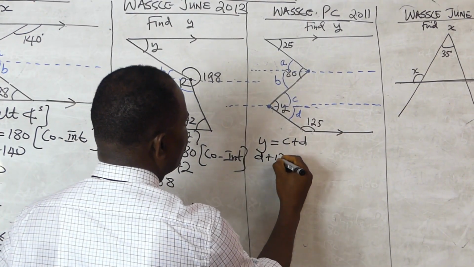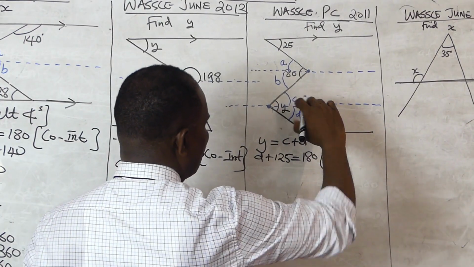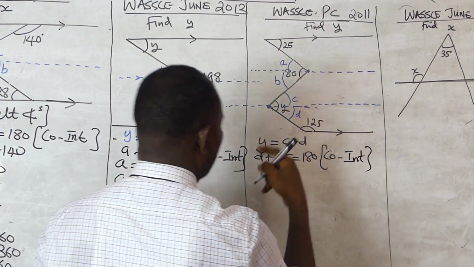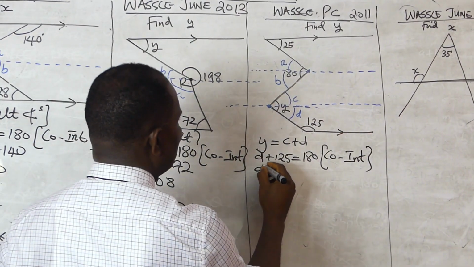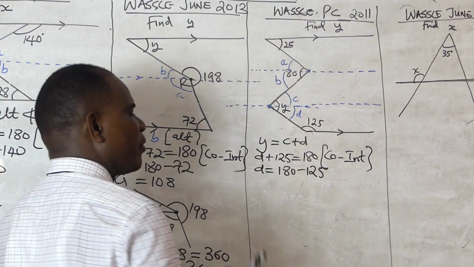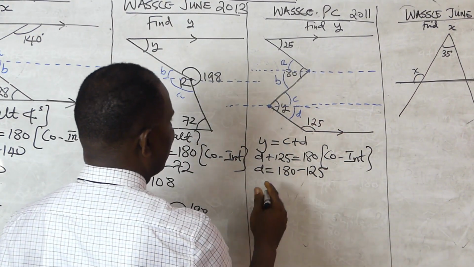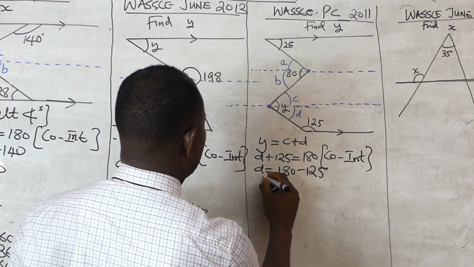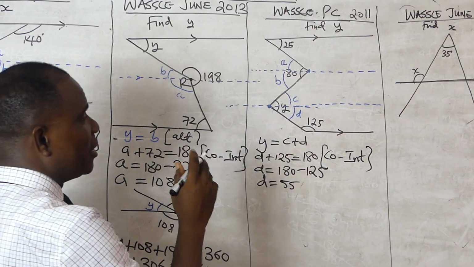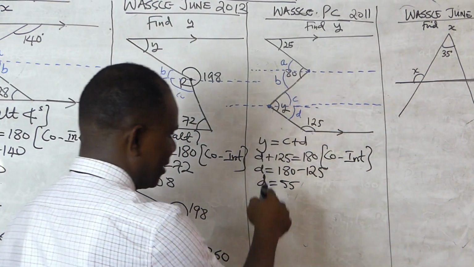D and 125, this is 180. That is co-interior. That's co-interior here. Co-interior angles are supplementary. So D is equal to 180 minus 125. So if I remove 180 minus 125, you have 55. I have D as equal to 55. So now I have got D. It is supposed to be an acute angle. That is an acute angle.